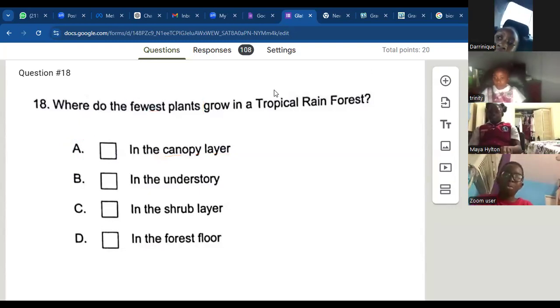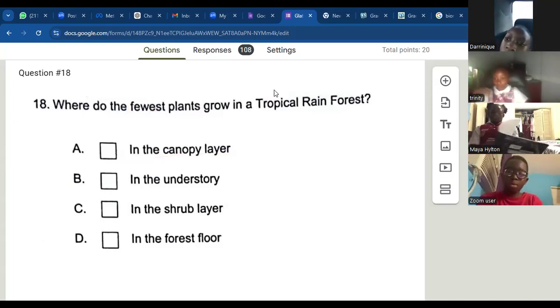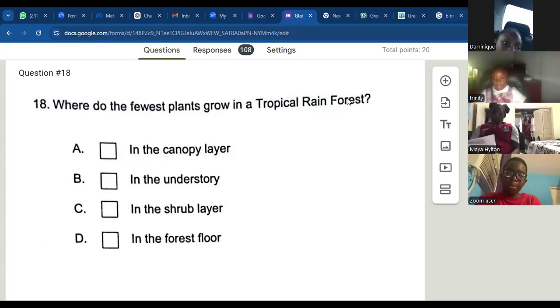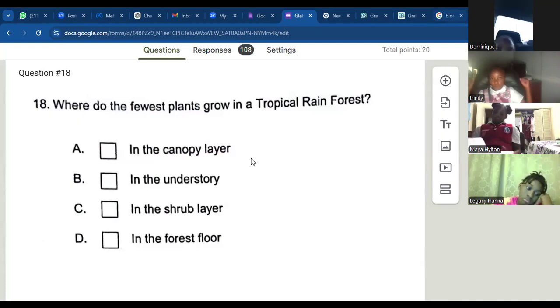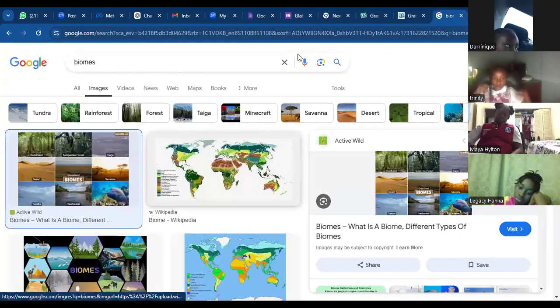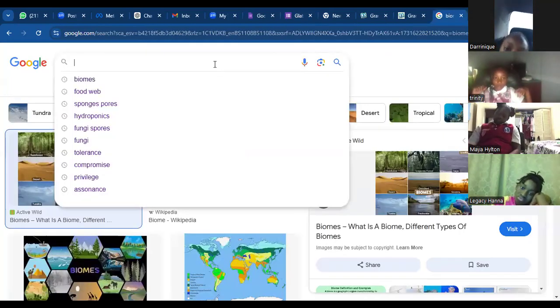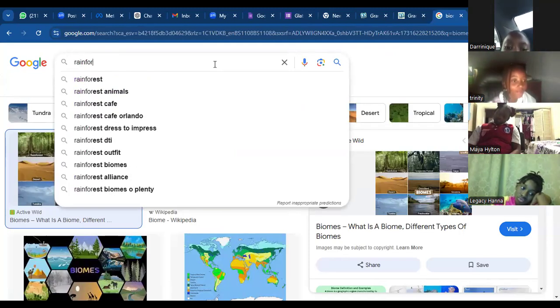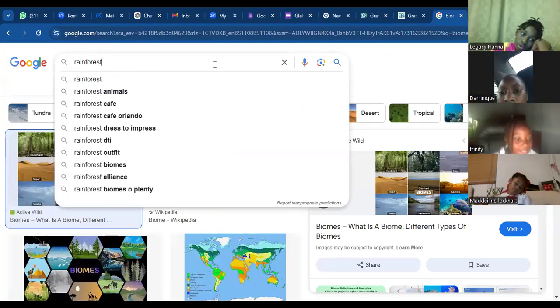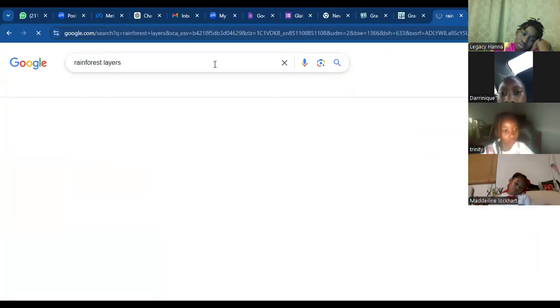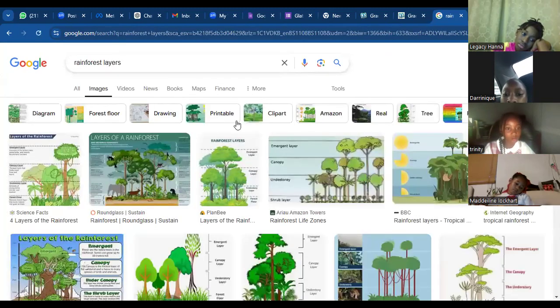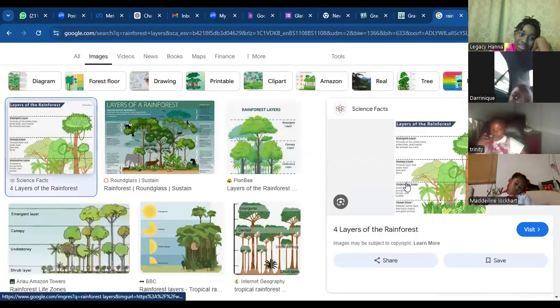So let me show you all the forest layers. Layers of the rainforest. By the way, the rainforest is a what? What do we call the rainforest? A biome. Very good. All right. Okay, let's look at this.